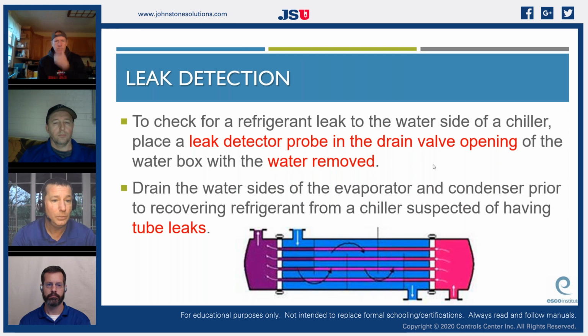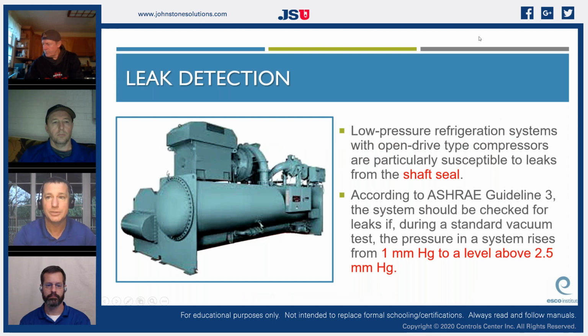So if we find a leak, we drain the water sides of the evaporator and condenser prior to recovering refrigerant from a chiller suspected of having tube leaks. If we think about that, especially on our evaporator coil, the condenser is pretty much the same way. If I leave that water inside of that shell, what's going to happen when I pull that refrigerant out of there? I'm going to boil my refrigerant as I'm pulling it out of there. So then I have the potential of freezing the water that's in those shells. I've seen people burst those shells, and you wouldn't think that a quarter inch steel would burst from refrigerant, but it does. It bursts from refrigerant that's freezing water into ice, and ice is a pretty damaging material. So we have to be cautious when we're pulling refrigerant out of those systems.